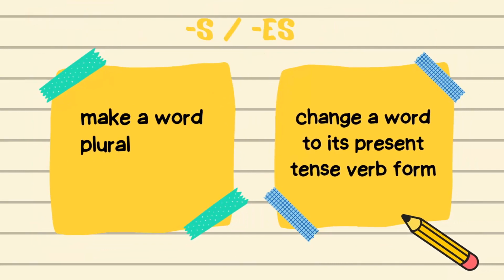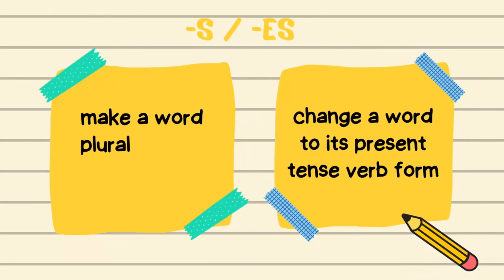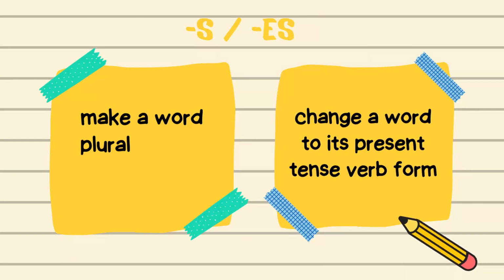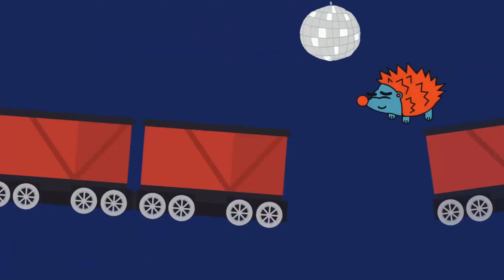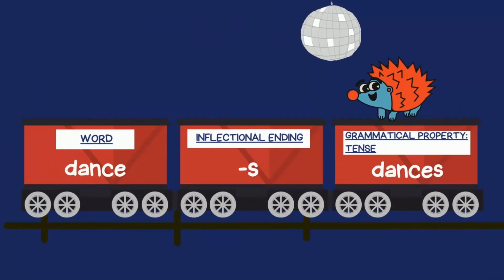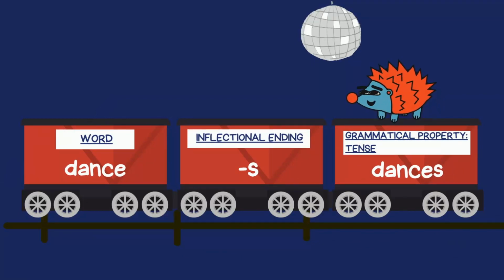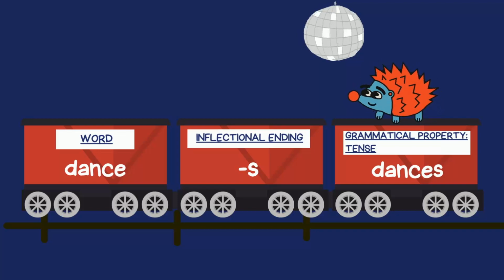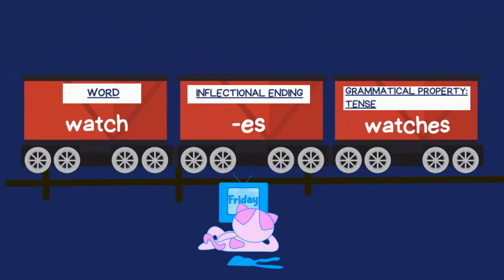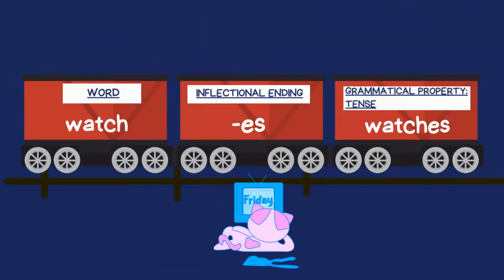Also, the inflectional endings s or es can change a word to its present tense verb form. In this case, these endings change the grammatical property of tense. Let's see some examples. If we add the ending s to the word dance, we create its present tense verb form, dances, changing the grammatical property of tense. In the case of the word watch, adding the ending es also creates its present tense verb form, watches, a change in the grammatical property of tense.